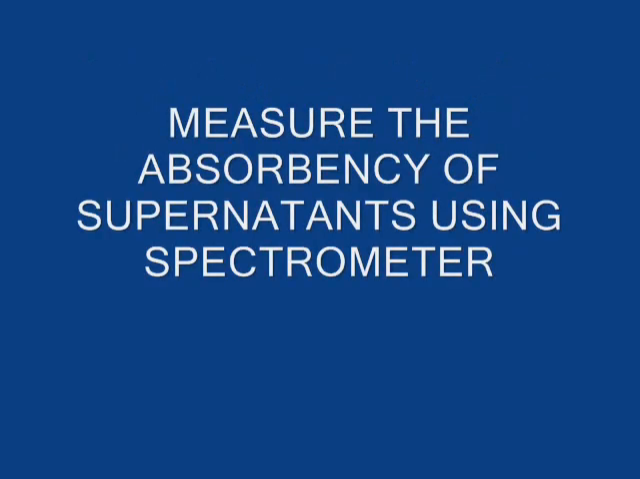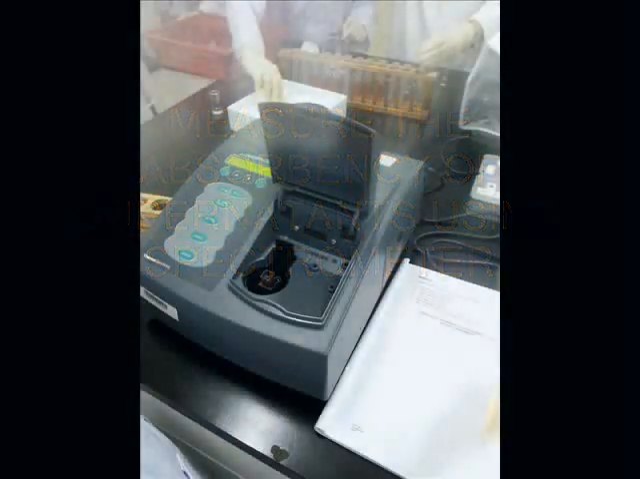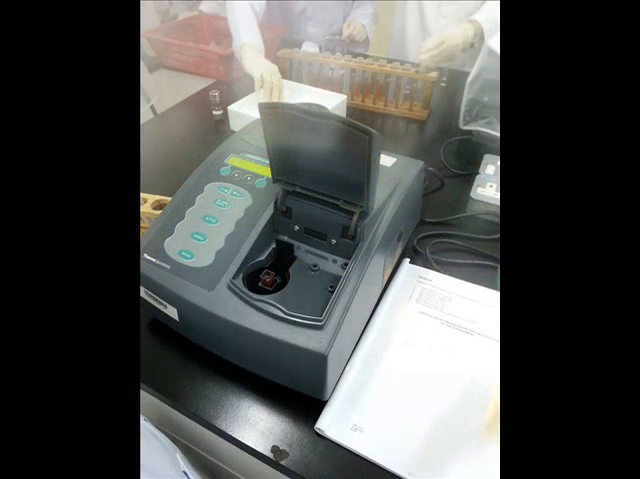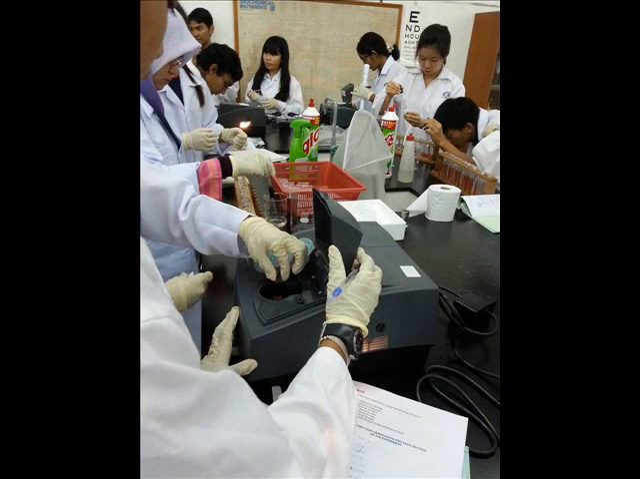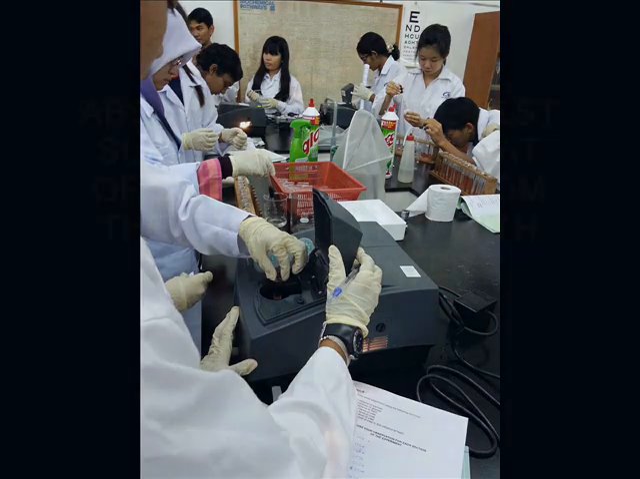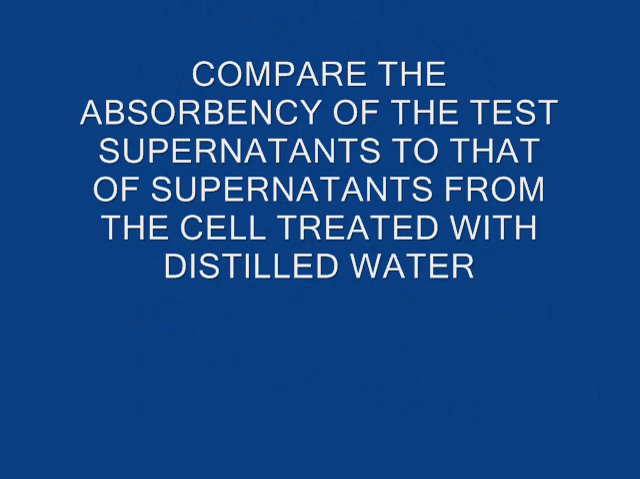Step 7. Determine the percentage of hemolysis in each tube by measuring the absorbance of the supernatants. Set the spectrometer at a wavelength of 540 nanometers and zero it using the blank. Then, measure the absorbance of each supernatant at the same wavelength. Compare the absorbance of the test supernatants to that of the supernatant from the cells treated with distilled water.